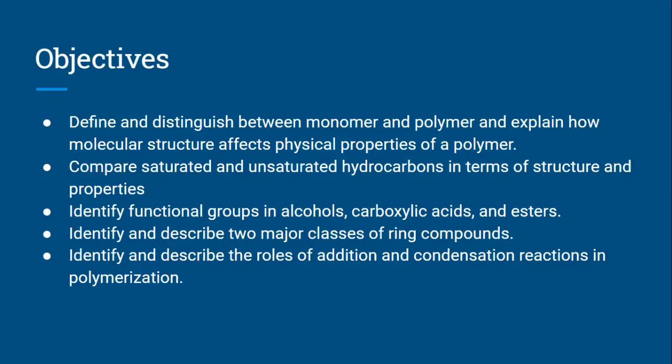We're going to look at the difference between a monomer and a polymer and how the molecular structure affects physical properties of a polymer. We're going to compare saturated and unsaturated hydrocarbons in terms of structure and properties. We're going to look at functional groups like alcohols, carboxylic acids, and esters. We're going to identify and describe 2 major classes of ring compounds. And we're going to look at the roles addition and condensation reactions take in polymerization, which is the forming of polymers. So there's quite a bit today, and we're going to cover it all.